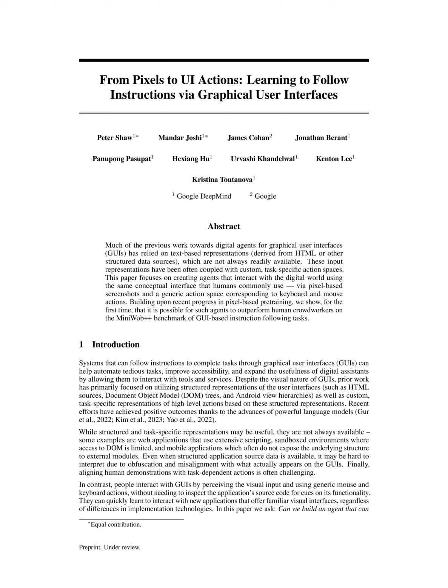Interestingly, human interaction with GUIs is typically based on visual perception and generic mouse and keyboard inputs, without the need for inspecting the application's source code. We can swiftly learn to engage with new applications that have visually similar interfaces, regardless of differences in their underlying technologies. So, in this paper, we question, can we create an agent that completes tasks for users, relying only on pixel-level visual representations of the GUI state and generic, low-level actions?